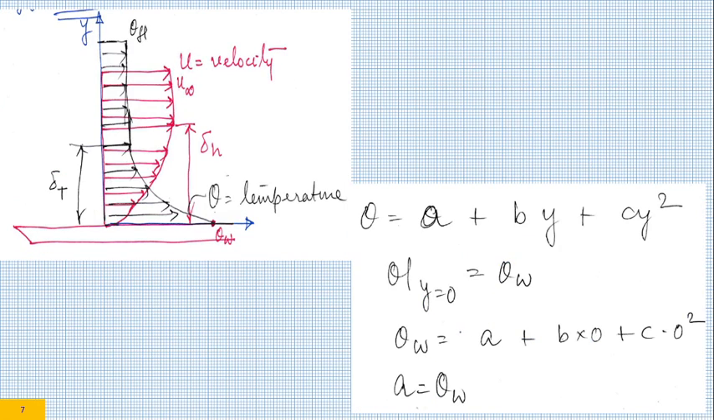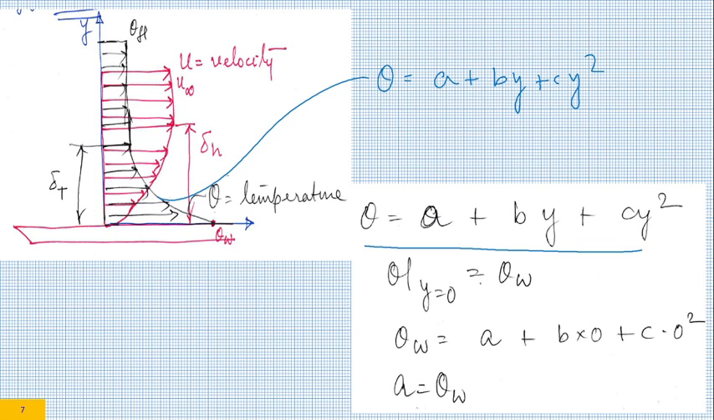Now, what is the temperature distribution? I have assumed the temperature profile to be a second degree curve: A plus By plus Cy square. Now there are three unknowns A, B and C. To solve for A, B and C, I require three boundary conditions. So let us see what our first boundary condition is. At y equal to 0, how much is theta? That means at this particular point, theta is equal to the hot plate temperature, which is theta W.